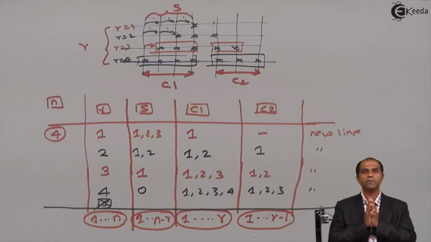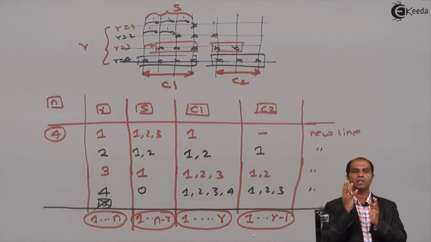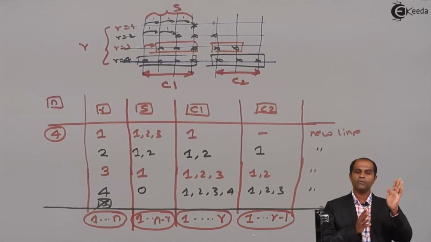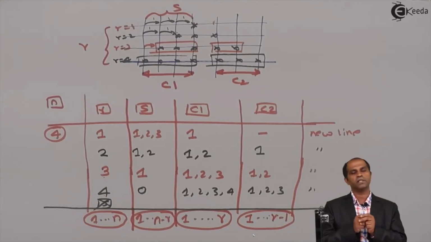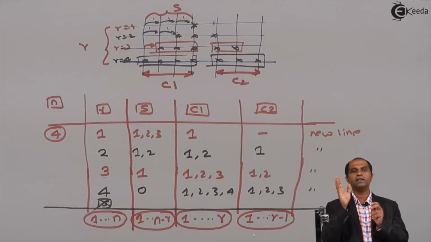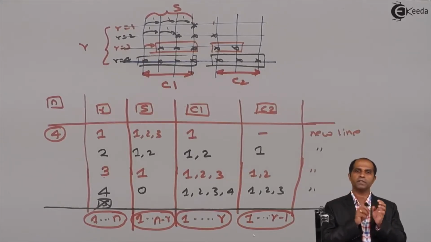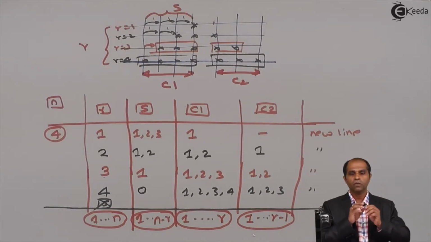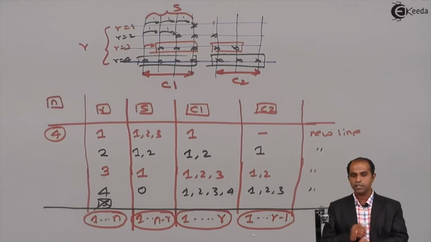So always remember, an equilateral triangle has to be generated using 4 variables. A left aligned right angle triangle, only 2 variables R and C. A right aligned right angle triangle is using 3 variables R, S and C. An equilateral triangle is R, S, C1, C2. We'll see a program in the second part of this particular session. So let's see a program.